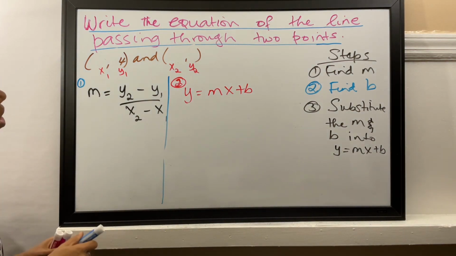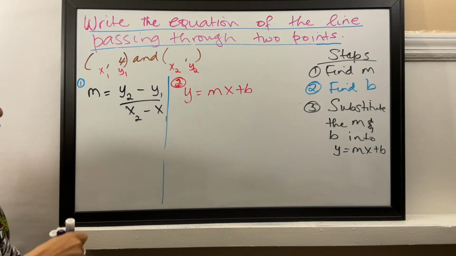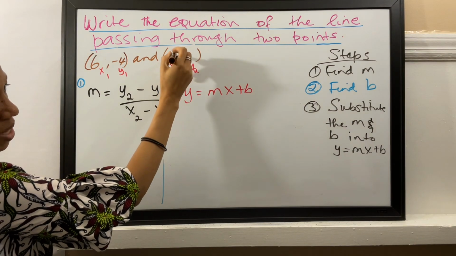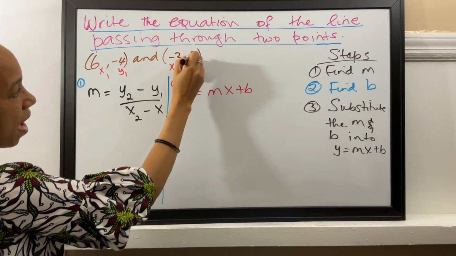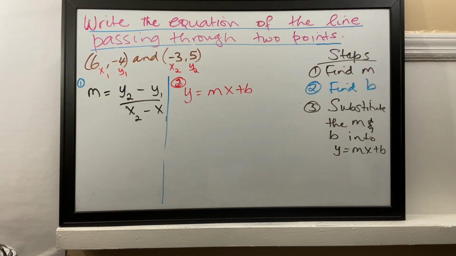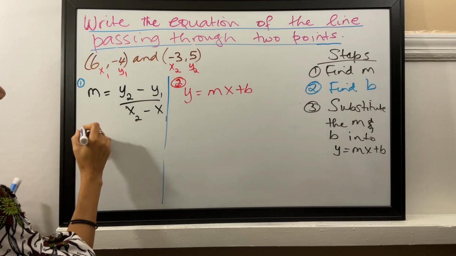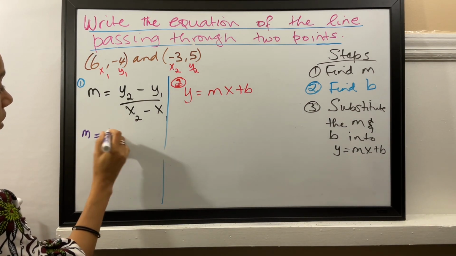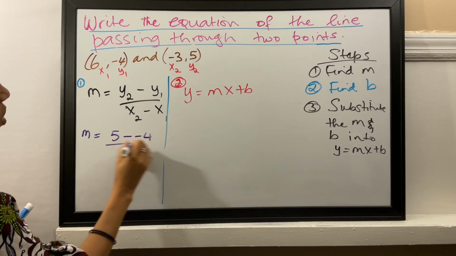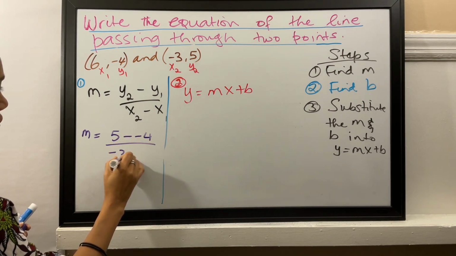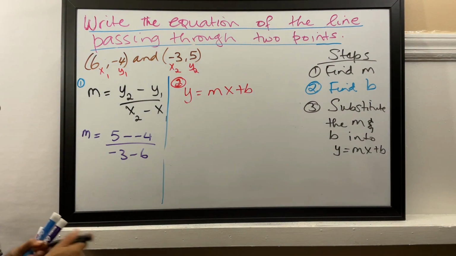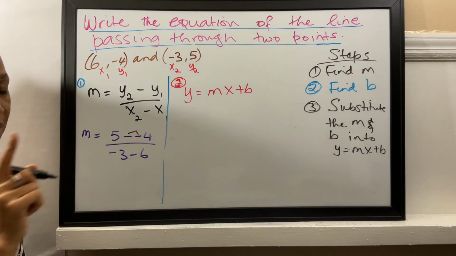So now I'm going to use the coordinates. The coordinates I'm going to use is 6 and -4, and the next one is going to be -3 and 5. Okay, so they're already labeled, and you just need to now go ahead and find the slope. So we have 5 minus -4 over -3 minus 6.